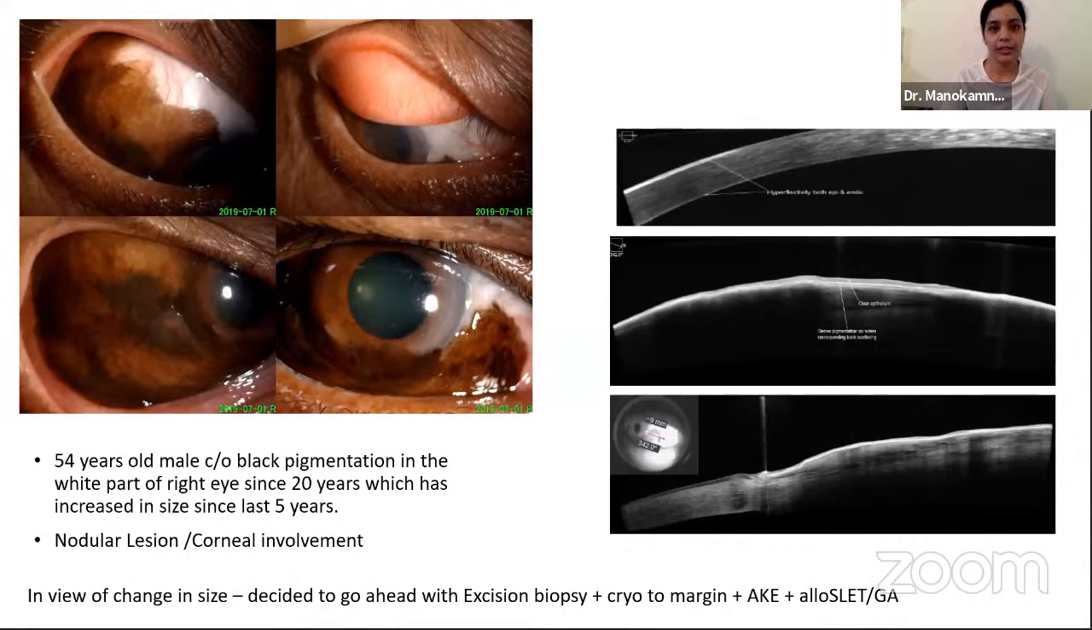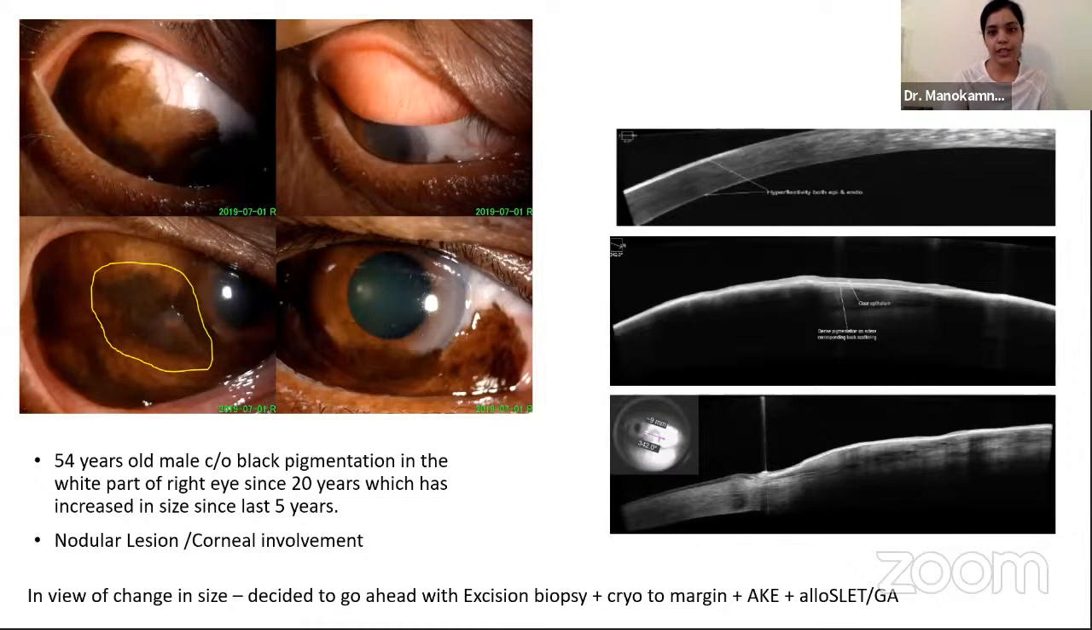On slit lamp examination of the right eye, there was diffuse pigmentation involving the whole of the temporal and inferior bulbar conjunctiva and extending up to the medial bulbar surface. Corneal involvement was also noted, and only the 12 o'clock to 3 o'clock area was spared. A raised nodular lesion of approximately 5 by 3 millimeters was noted temporally near the limbus. There was no involvement of the tarsal conjunctiva, and the other eye had no similar lesion. On ASOCT at the involved area, the conjunctiva had subepithelial hyperreflectivity and the cornea showed epithelial hyperreflectivity.